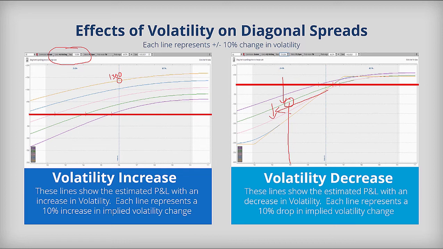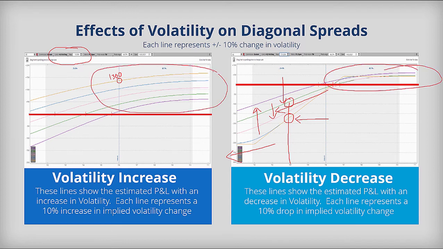We've muted where we would have been. This is where we would have been at 104. Now we've muted it quite a bit. We have less of a loss. So when it goes against you, volatility helps you. When it goes for you, you see volatility helps you.